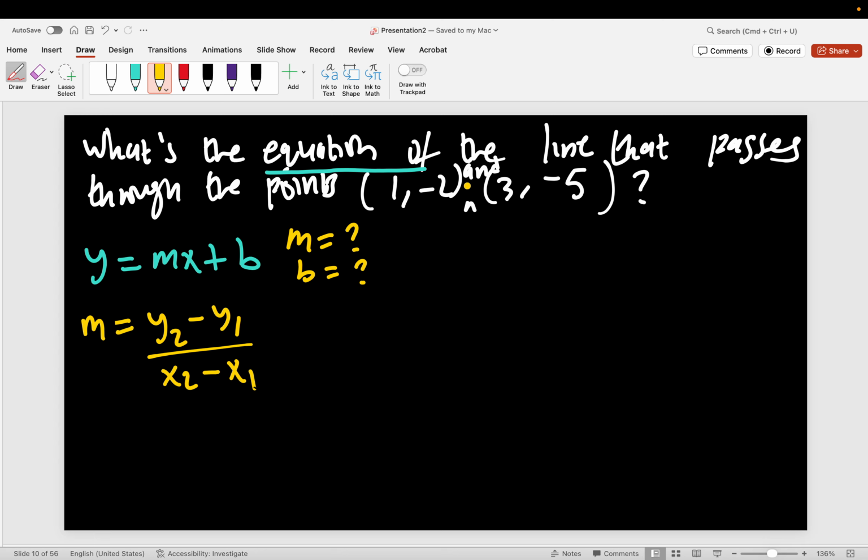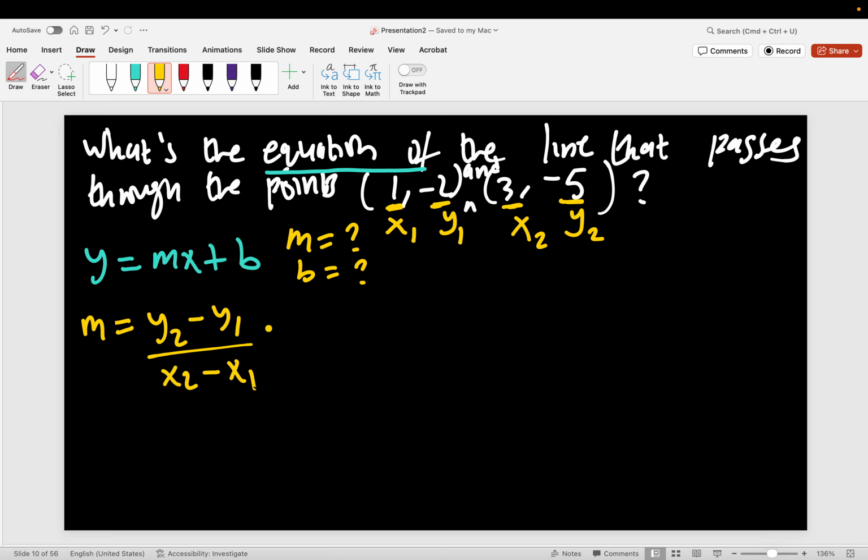And we're given a bunch of x and y values, right? I'm given 2 x values. This is one x value and this is another x value. And I'm also given 2 y values. This is one y and this is another y. It doesn't really matter which one I call 1 or which one I call 2. I could call this one 1 and this one 2, or this one 2 and this one 1. Doesn't really matter. So I'm going to call this one my 1s and this one my 2s. Does that sound good?